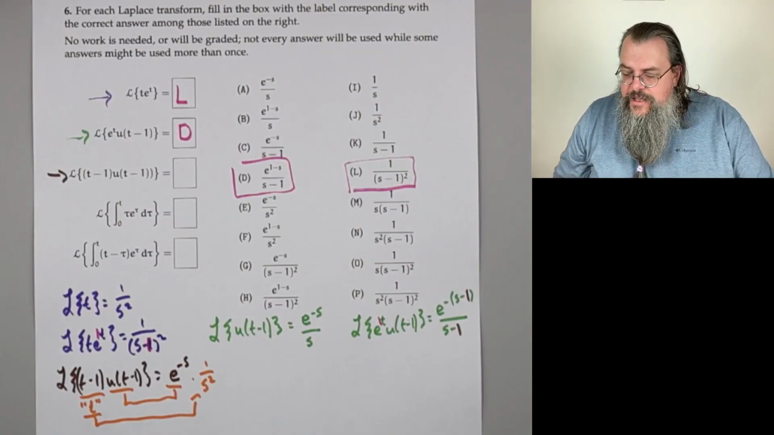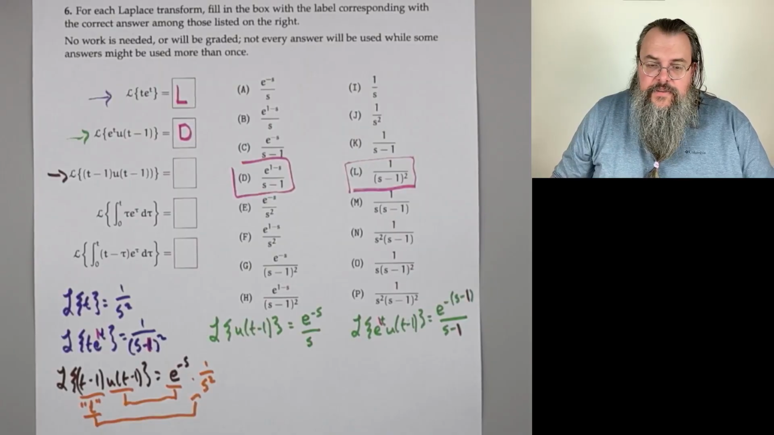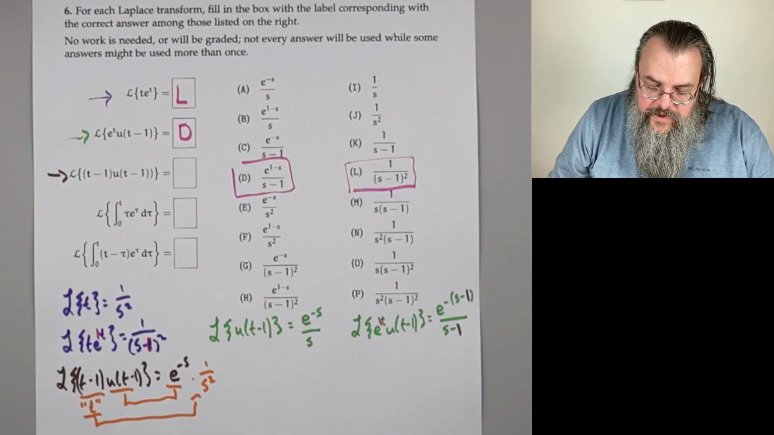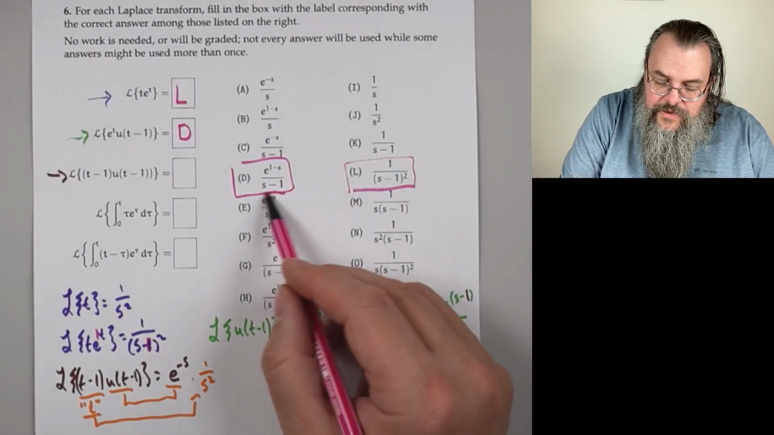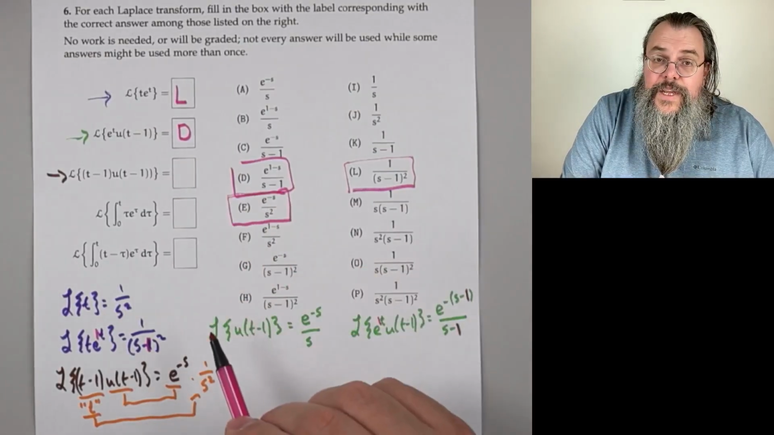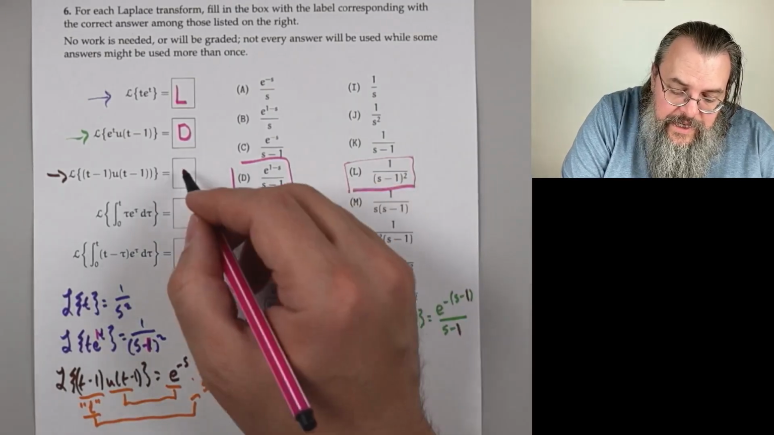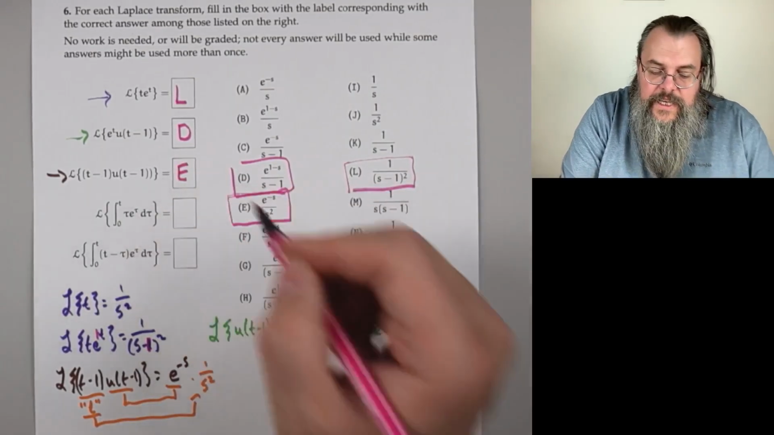Is there anything like that in our list? E to the minus s over s squared. Oh, there is. It's right there. E to the minus s over s squared. Okay, so that's an e.